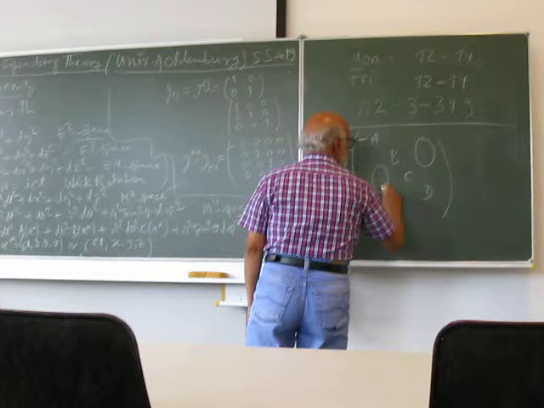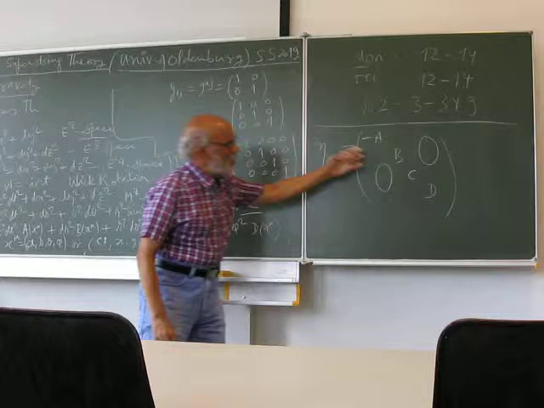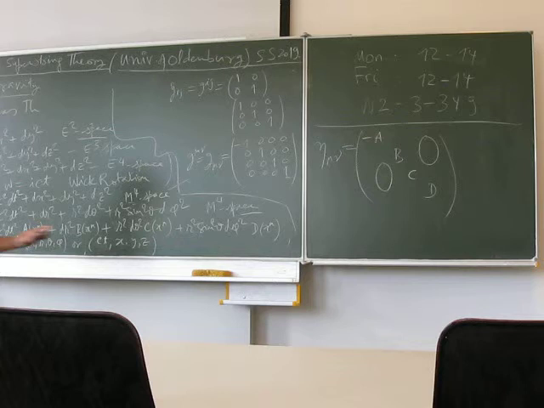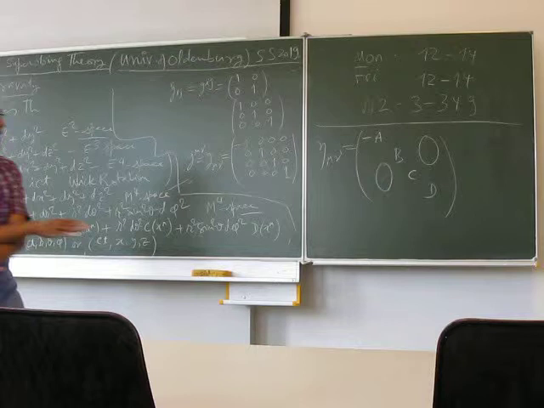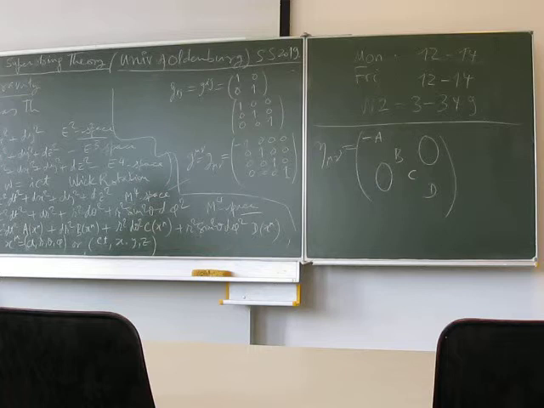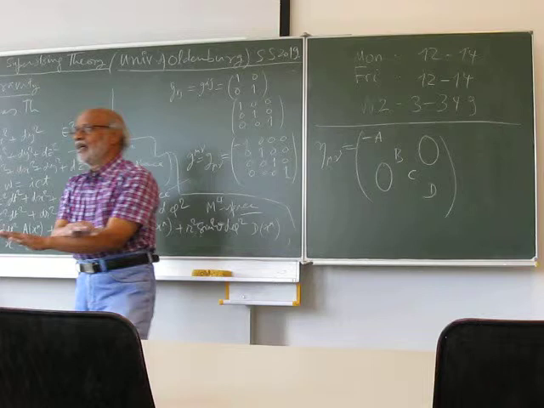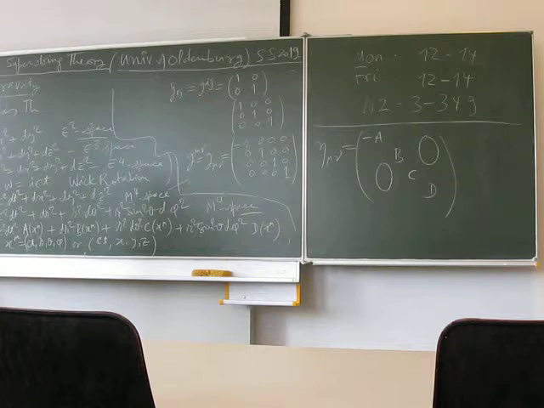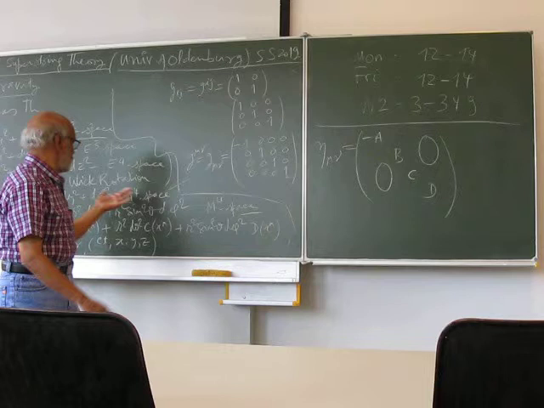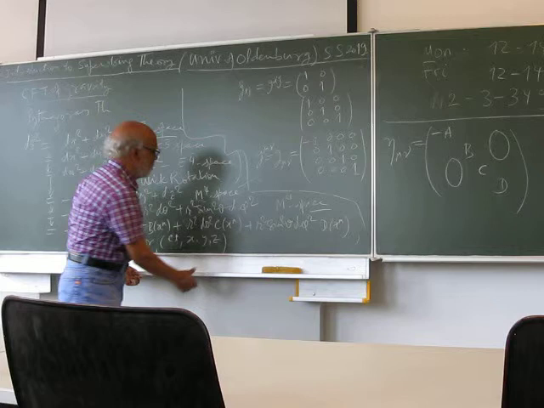Now, if these A, B, C, D are constants, like 1, then we have a flat space. And when these A, B, C, D are functions of x mu, they depend on the space-time variables, then the space is no longer flat, but the space is curved. So you see, as soon as you go beyond Minkowski space, we have made a big transition.